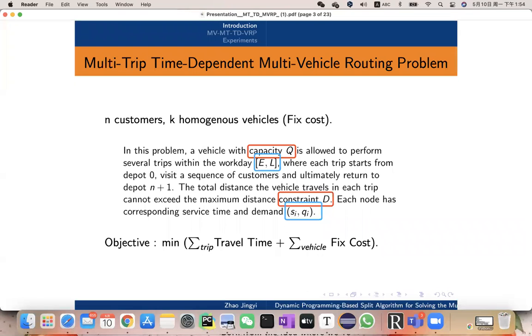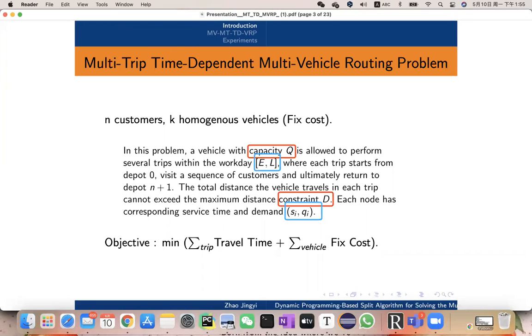where each vehicle can perform several trips within a workday. And time-dependent is another realistic variant, where the speed of the vehicle is no longer constant, but a step function generated based on the city's rush hour timetable. So our problem considers these two conditions to find a route to serve all the customers, where each customer has a corresponding service time and demand.